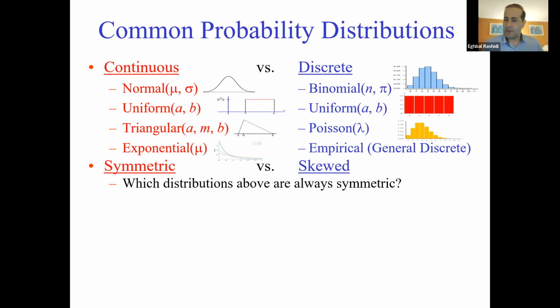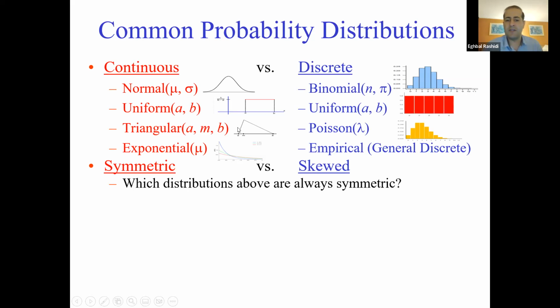Another characteristic of distributions is whether they are symmetric or skewed. An example of symmetric is the normal distribution, as you can see here. If you consider the middle of this distribution, which is the average mu, the left part and the right part are exactly mirrored to each other, because they are symmetric. We also have skewed distributions. Skewed means that the probability on the left side and right side of the middle is not the same.